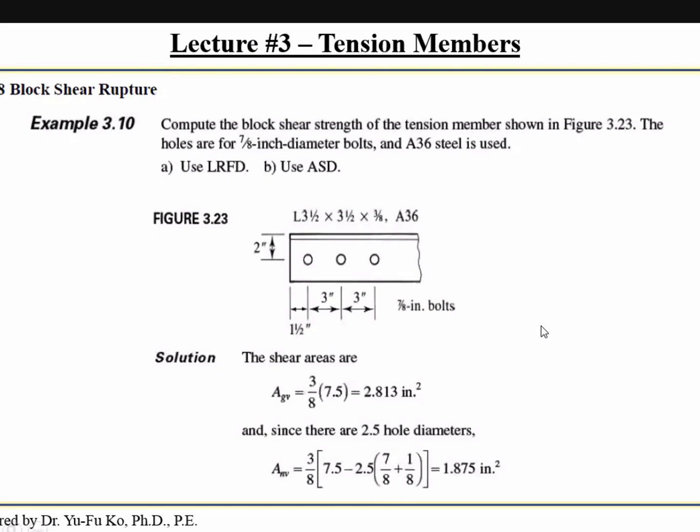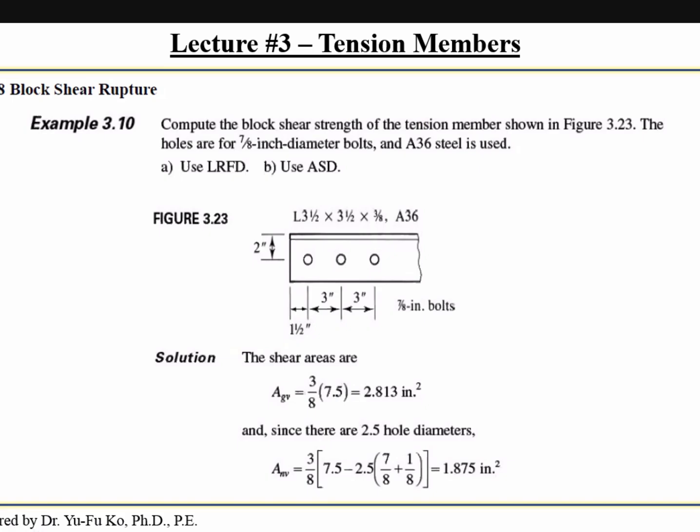Okay, now let's move on to Example 3.10, to compute the block shear strength of the tension member for this angle. It is an angle L3.5 by 3.5 by 3/8, A36 steel, and the bolts are 7/8 inch diameter. Use LRFD as well as ASD.